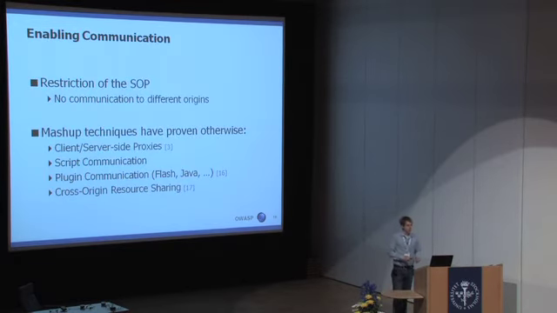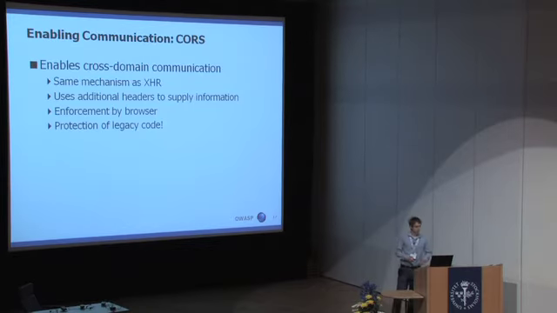A third item we needed to fix was to enable communication, and this can be done. The problem here is that the same origin policy does not allow communication to different origins than the origin where a script or a page came from. And again, mashup developers have been really inventive and have found workarounds to fix this problem. The first three are workarounds. The final one, cross-origin resource sharing, is the design solution and enables cross-domain communication similar to XHR in JavaScript.